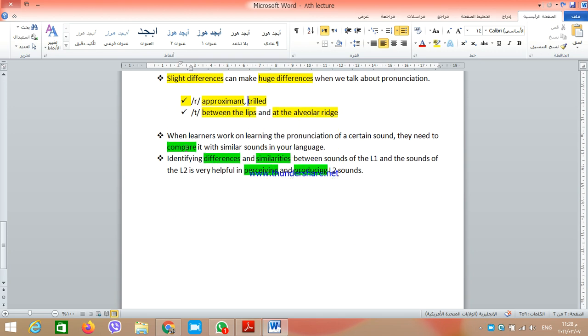One more point for you to notice. While learners work on learning the pronunciation of a certain sound, they need to compare it with similar sounds in their language. We have ra in English, we have ra in Arabic, but they are different. So always compare the ra you have in Arabic and the ra you have in English, the ta you have in Arabic and the ta you have in English, the la you have in Arabic and the la you have in English. This will help you much distinguish these sounds and pronounce them correctly.